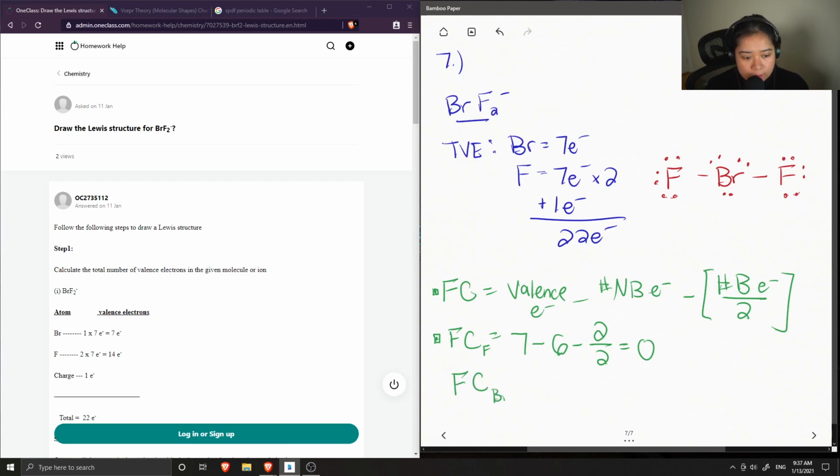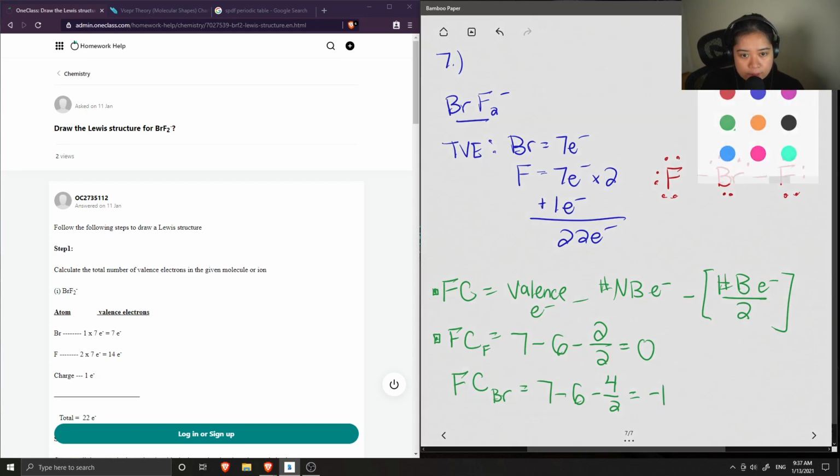For the bromine, it also has 7 valence electrons. This bromine atom has 6 non-bonding electrons, and it has 2 single bonds attached to it. So there are 4 bonding electrons in total, divided by 2. So 7 minus 6 minus 2 is -1. So this is where our negative charge would be, on the bromine atom.